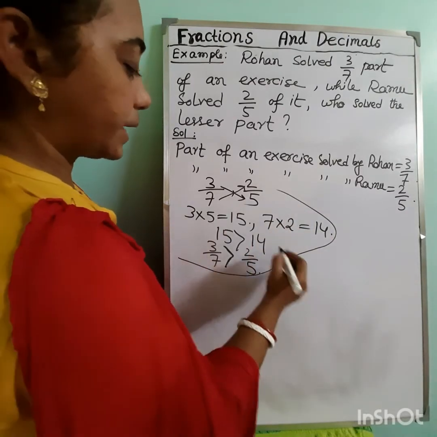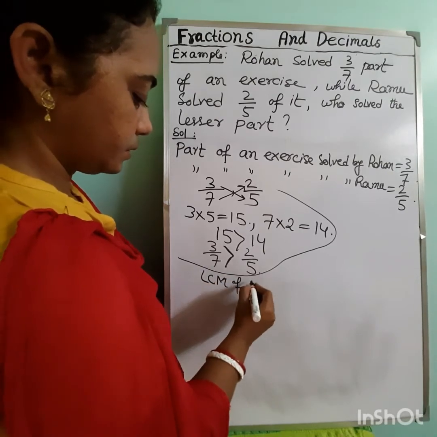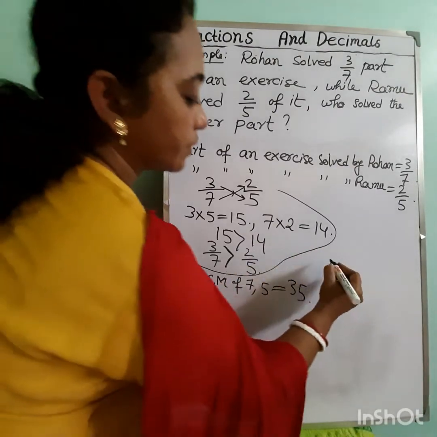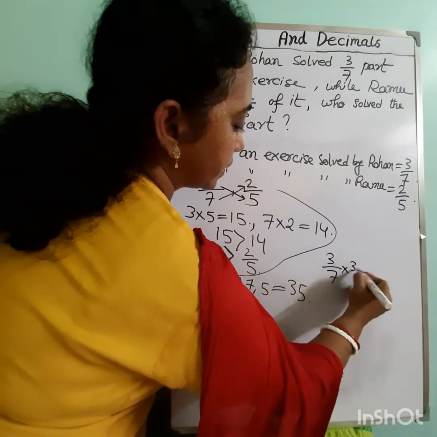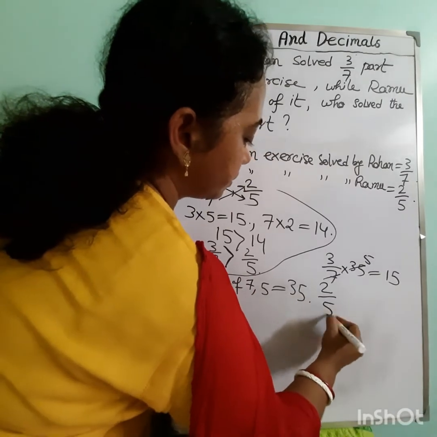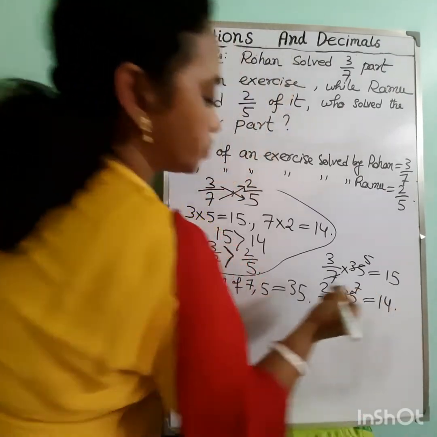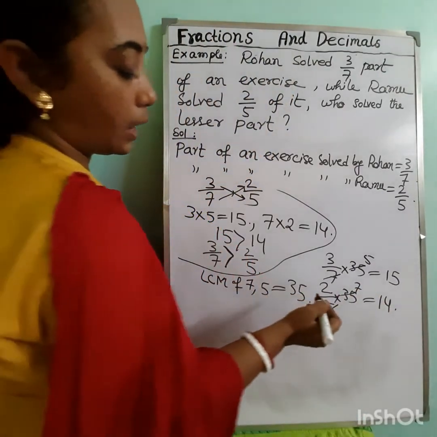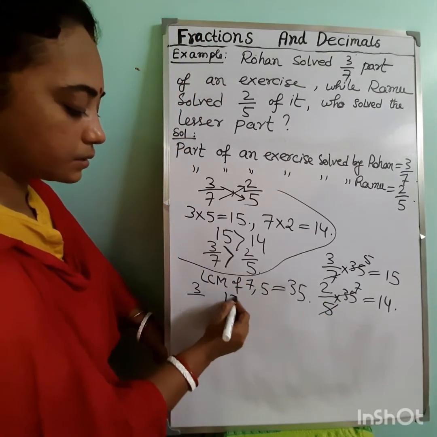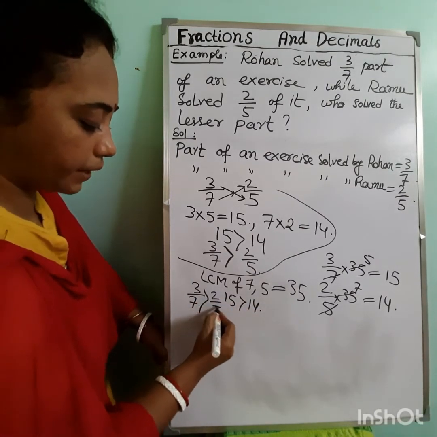Let us find the LCM of the denominators. LCM of 7 and 5 is coming here 35. So we can write here 3 by 7 multiplied by 35. It is coming 15. And 2 by 5 multiplied by 35. It is coming 14. So we are getting 15 from 3 by 7 and here we are getting 14 from 2 by 5. As 15 is greater than 14, that means 3 by 7 is greater than 2 by 5.